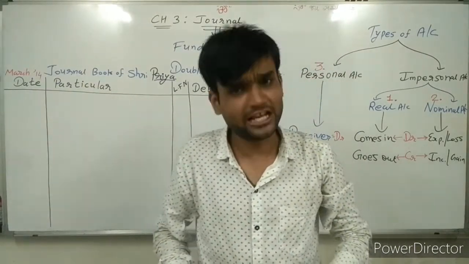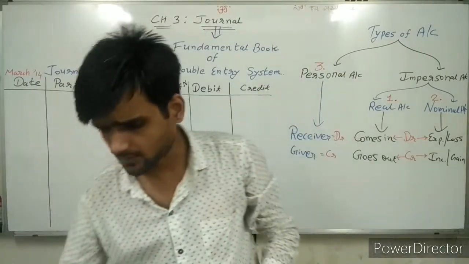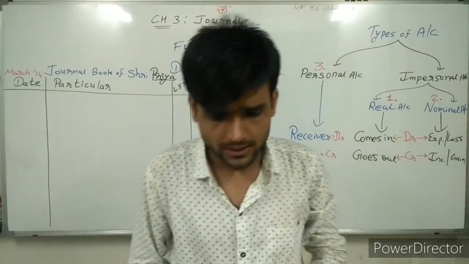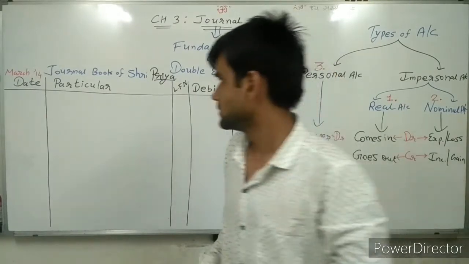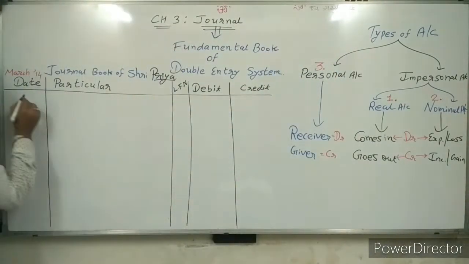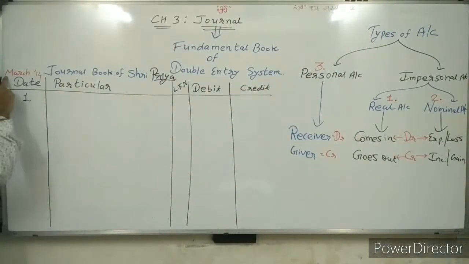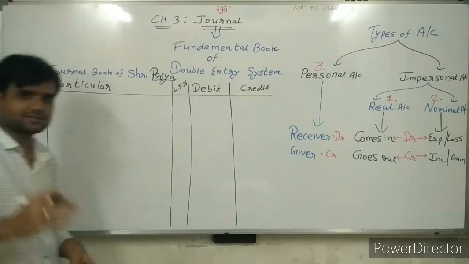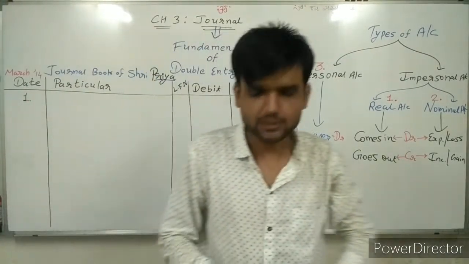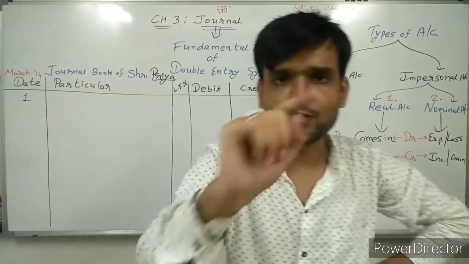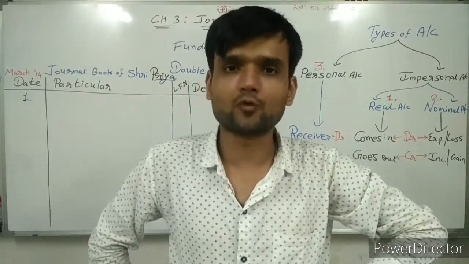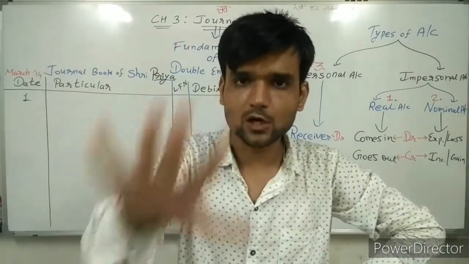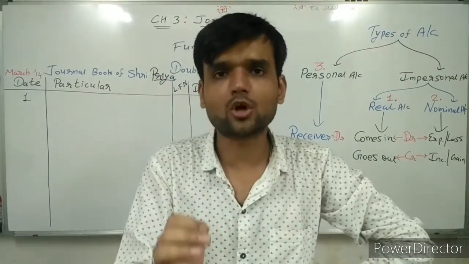Going ahead and reading the first item. Now it is on the first date, so date 1. On 1st March, one transaction is done. The first transaction: goods of rupees 5,000 is purchased on cash.